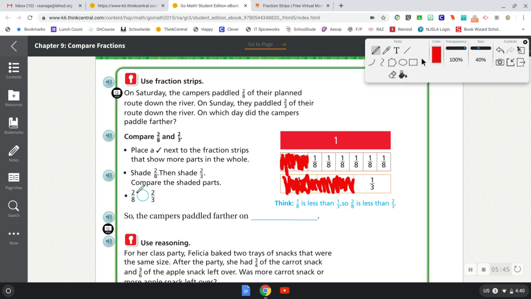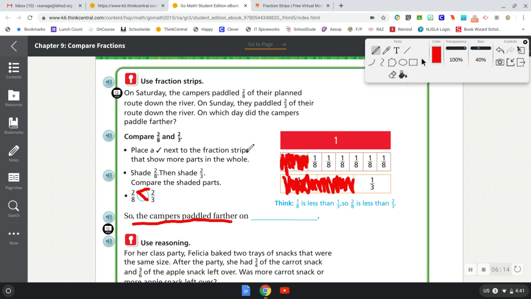So I'm going to come in here. 2/8 is first. So I have to make sure that I show that 2/8 is the smaller by putting the smaller end there. 2/8 is less than 2/3. So the question's asking which day did they paddle further? So now I got to go back to the problem and find which day is attached to which of those fractions. On Saturday, they paddled 2/8. On Sunday, they paddled 2/3.